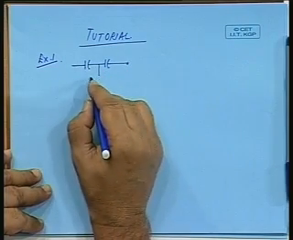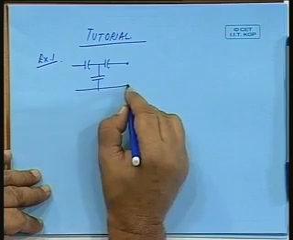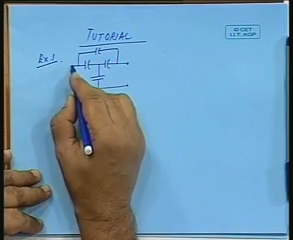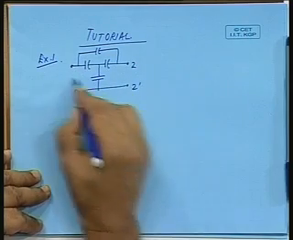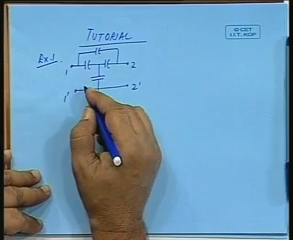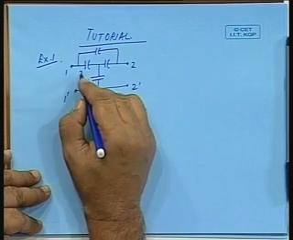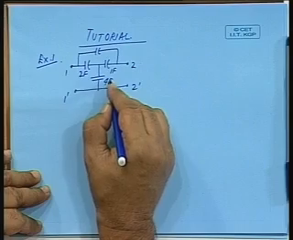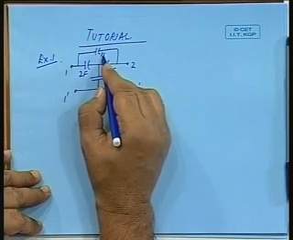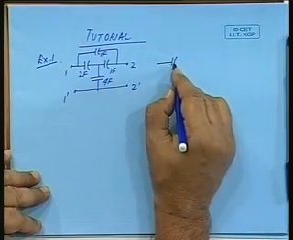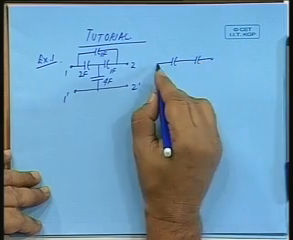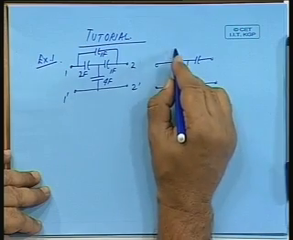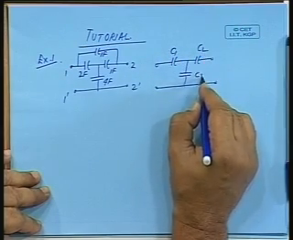You have a bridged capacitive circuit. The values are 2 farads, 1 farad, 4 farads and 1 farad. What will be the equivalent capacitances C1, C2 and C3?